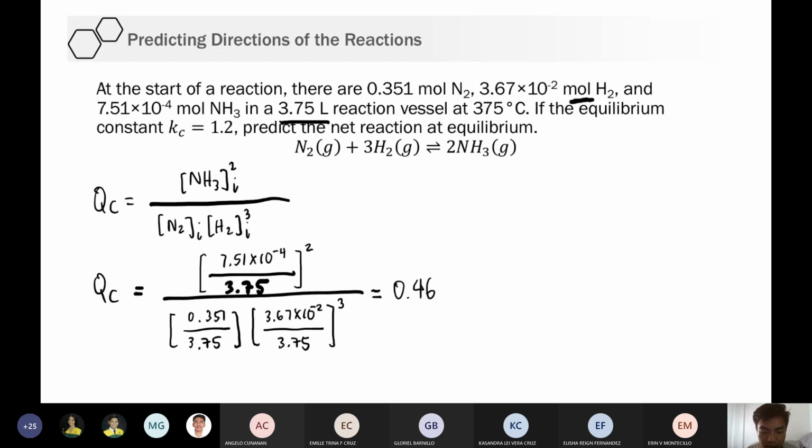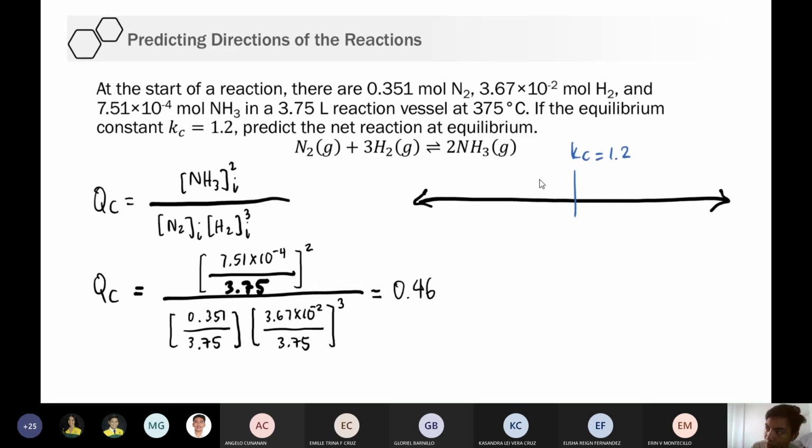Yan na yan. Yan yung Qc. Tapos na ba yung problem? Hindi pa. Ano yung sabi sa problem? We have to determine the direction of the reaction. So, ano yung technique ko doon? Gawa kayo number line. So, in the middle, you have your Kc, which is 1.2. Okay, so kung ito yung 1.2, asan yung 0.46? Hindi, nasa left nun.